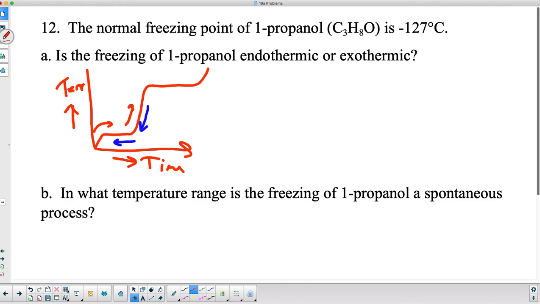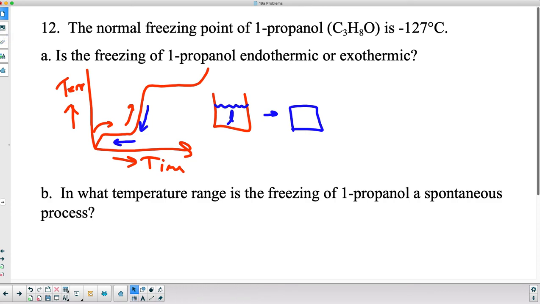So if we are freezing, that means that we have an amount of our 1-propanol like this, and it's a liquid. You can see the wavy lines. That means liquid. So if it's a liquid like this, for it to turn into a block of 1-propanol, that means heat has to leave the system like this, and if heat is leaving the system, that is exothermic. Freezing is an exothermic process.